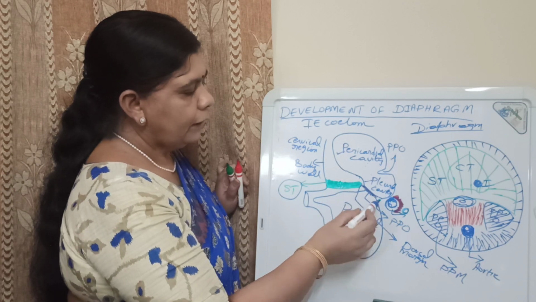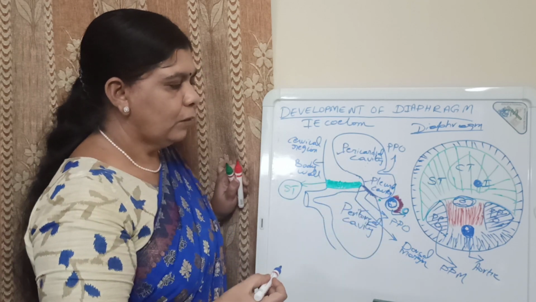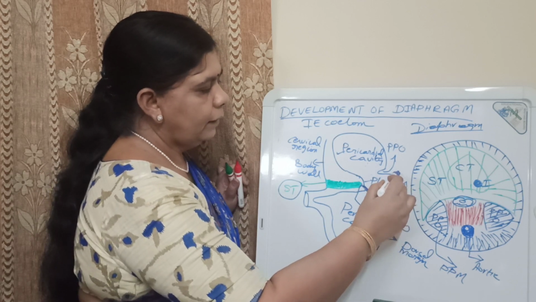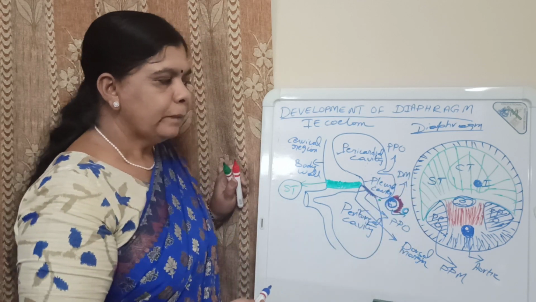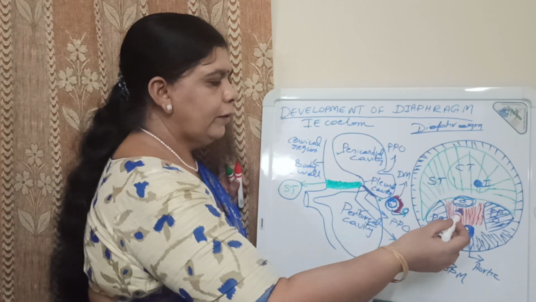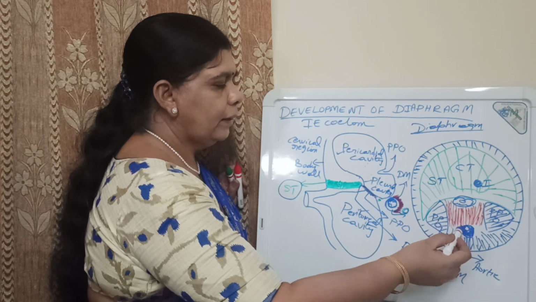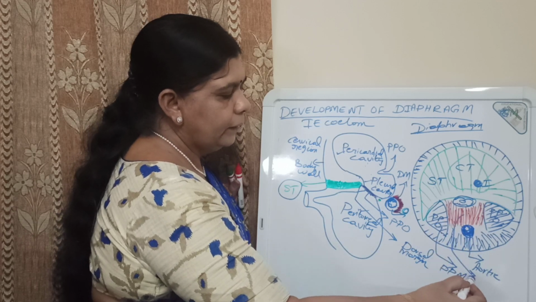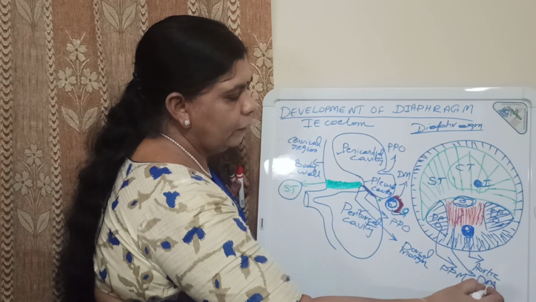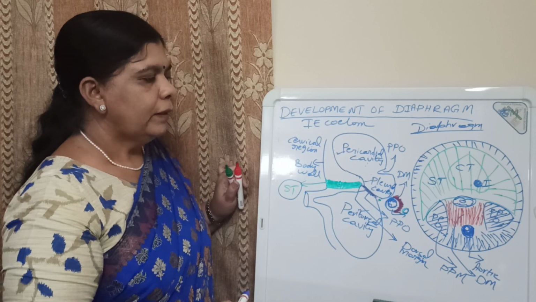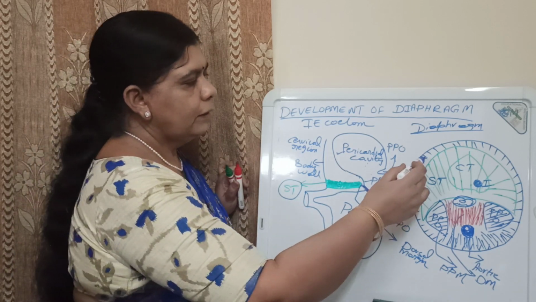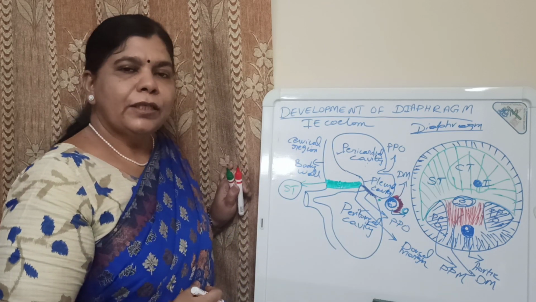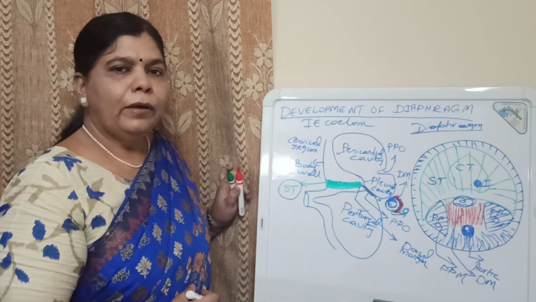The septum transversum extends up to the esophagus, which has its dorsal mesentery. This red color is the dorsal mesentery. If you see in this diagram, between the esophageal opening and the aortic opening, this part is contributed by the dorsal mesentery of the esophagus. Then the remaining peripheral part is the shelf-like projection from the body wall.